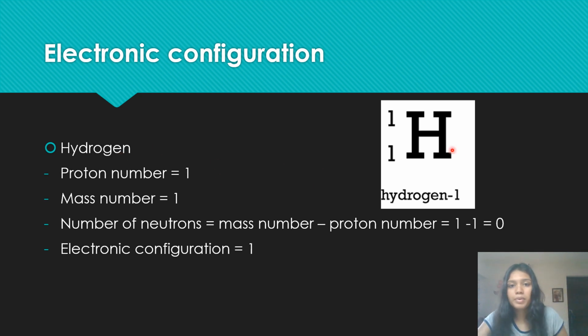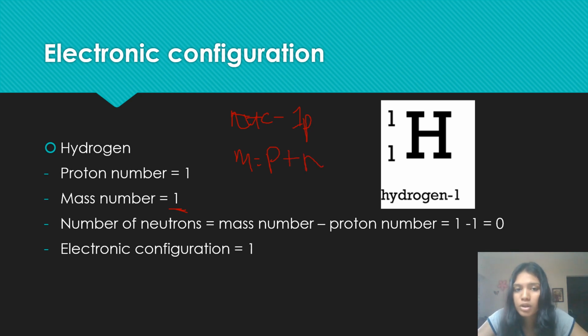So hydrogen has a proton number of 1, which means that the number of protons in the nucleus is 1. But then if you look, the mass number is also 1. As we discussed, mass number is equal to protons plus neutrons. So if the mass number is 1 and the proton number is 1, neutrons has to be 1 minus 1, which is equal to 0. So there are no neutrons in the nucleus of a hydrogen 1 atom.